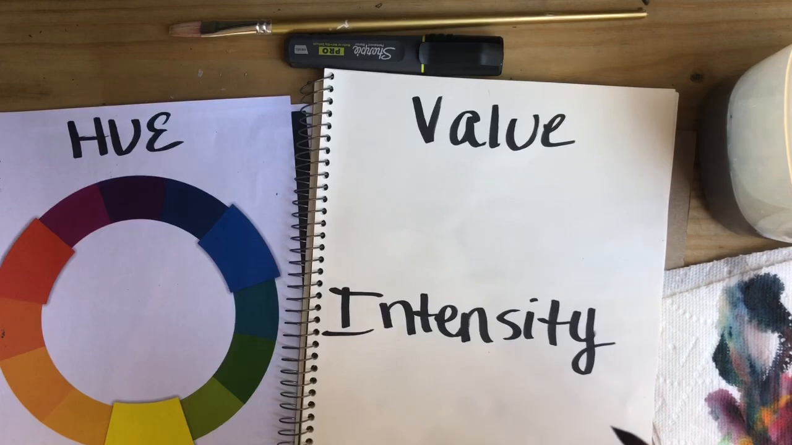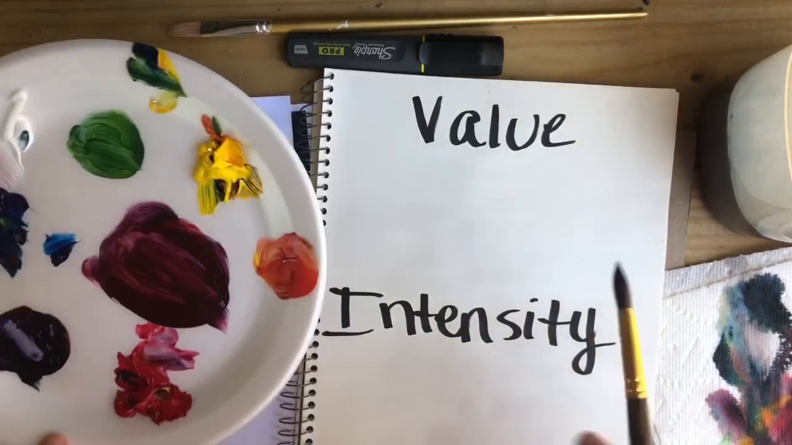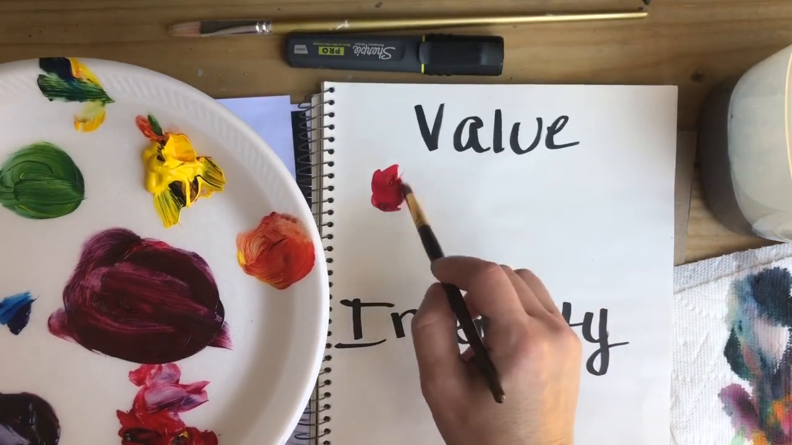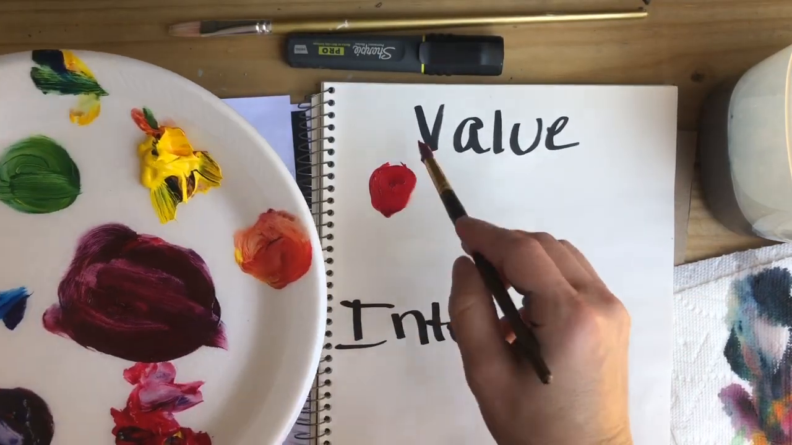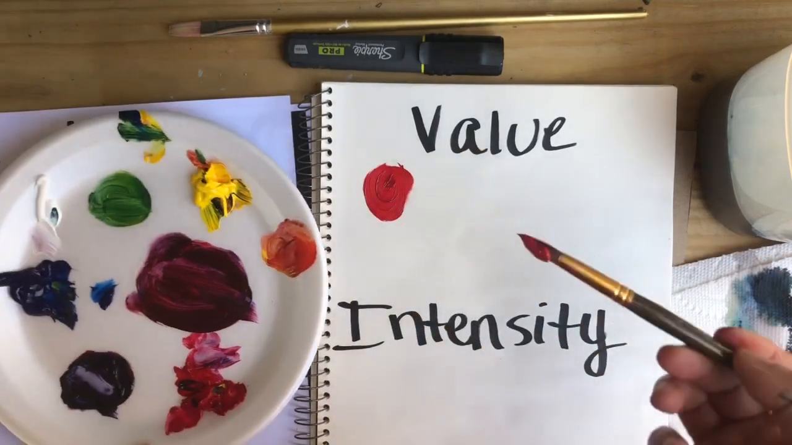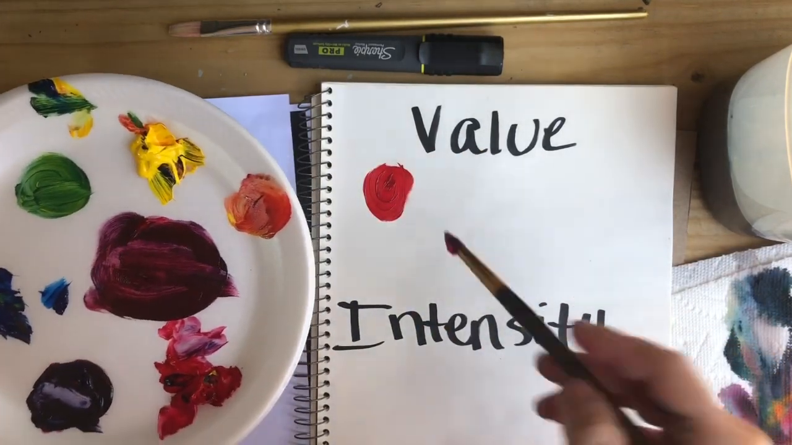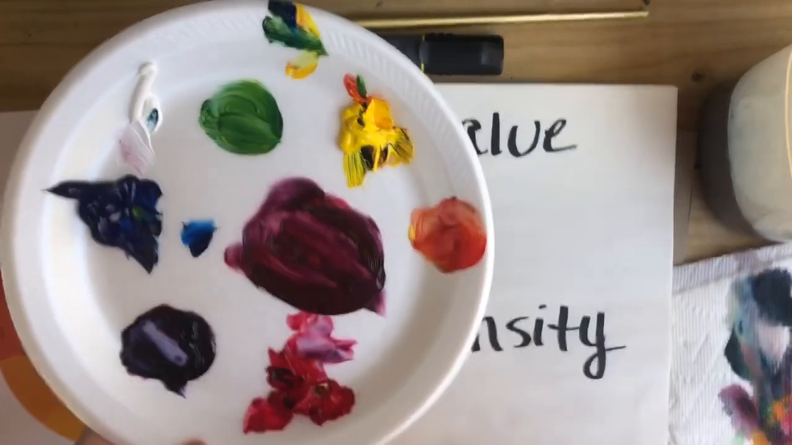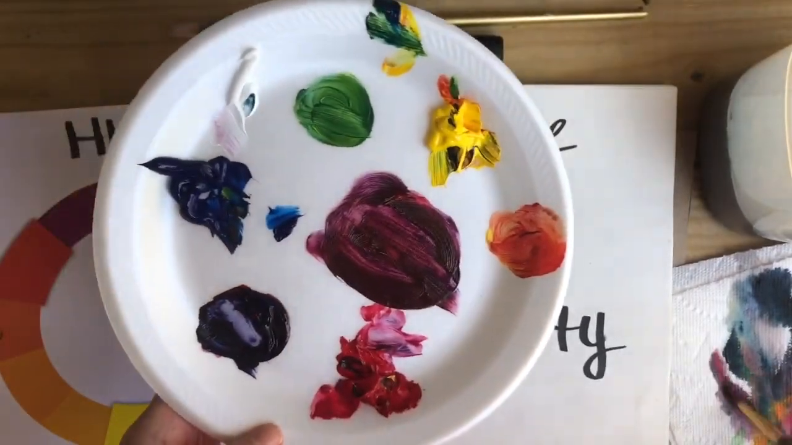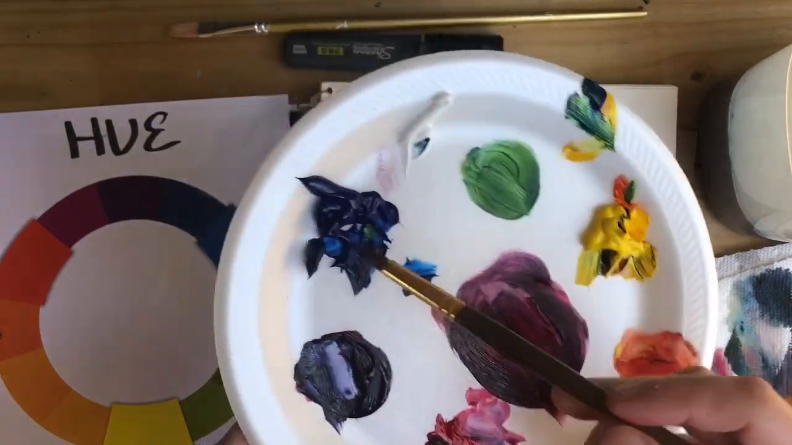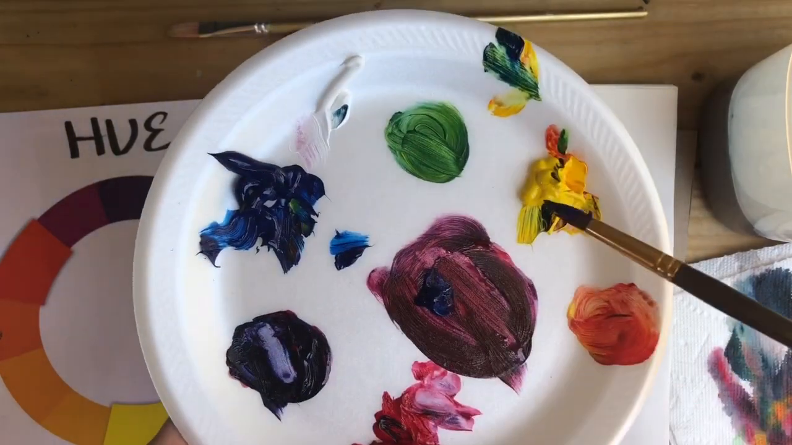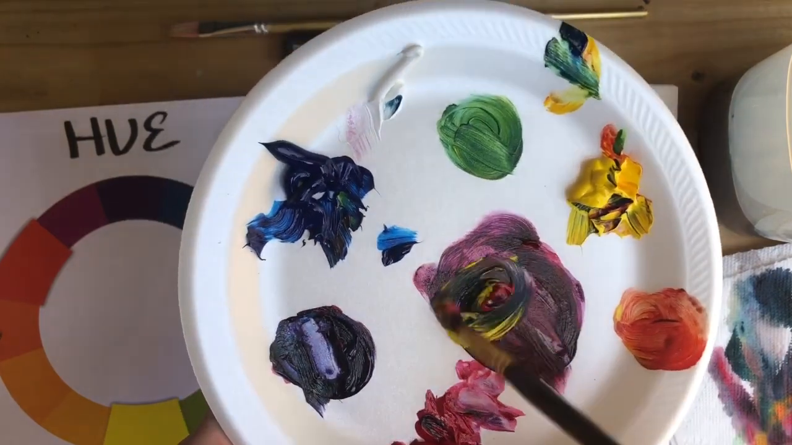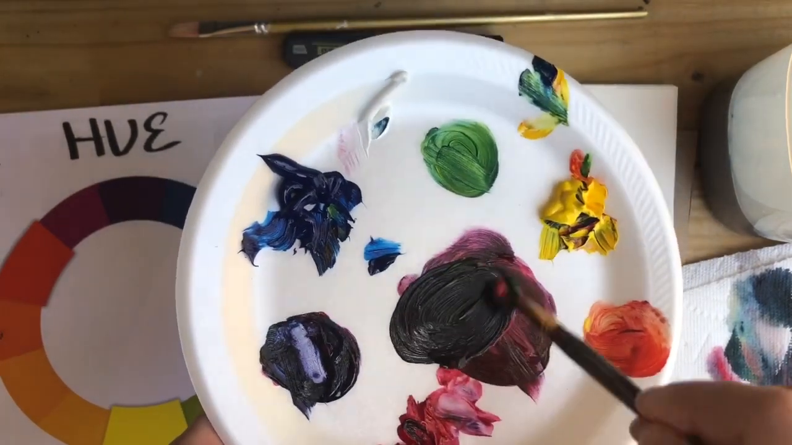Value has to do with the lightness or darkness of a color. So I'm going to use my red, okay? Right now, that's a high intensity red, and you'll notice that when we change the value of a color, it's going to change how intense it is also. But we're going to lighten this color, and then we're also going to darken this color. And to do that, I'm going to use my chromatic black that we made earlier, my red, yellow, and blue all mixed up. That's going to be my chromatic black.